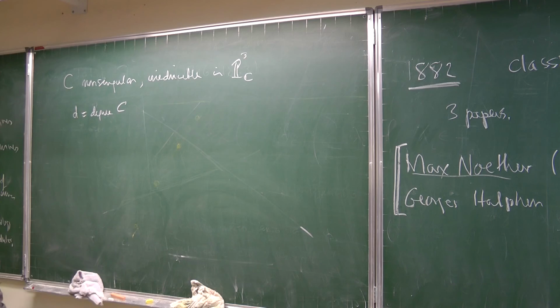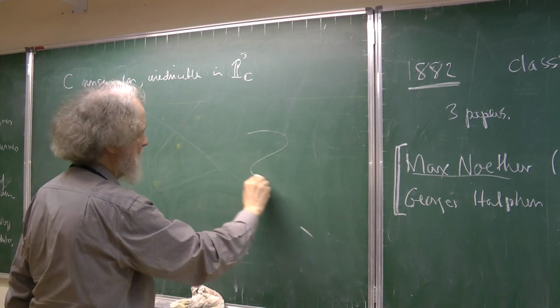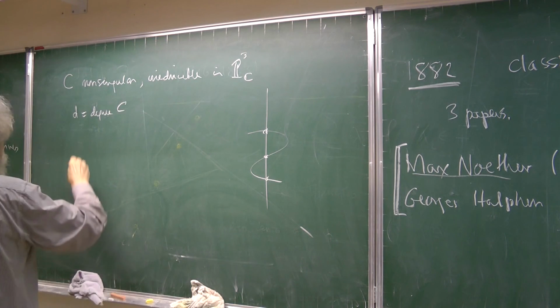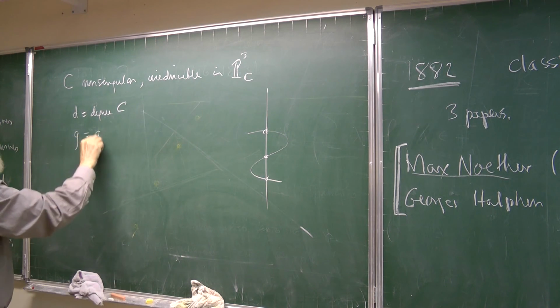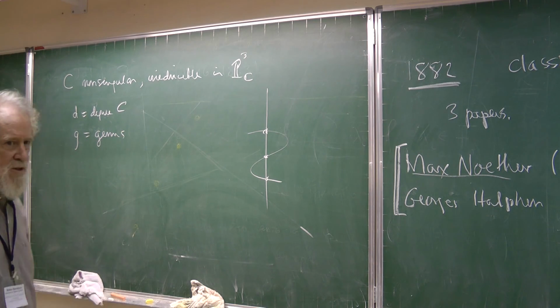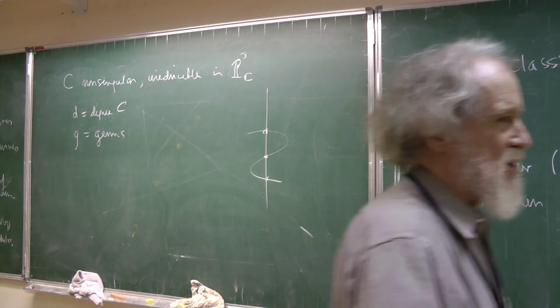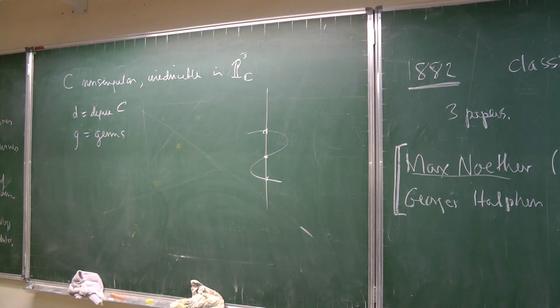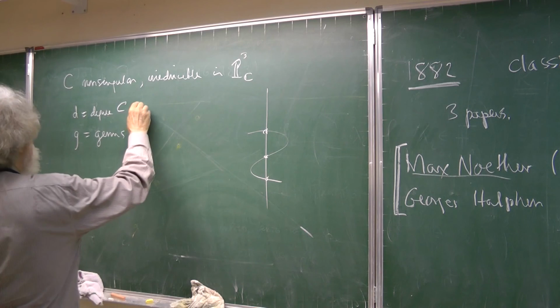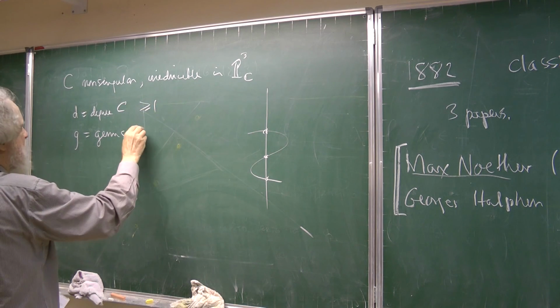The degree is the number of points that a general hyperplane cuts in a curve here. The degree is the number of points it cuts. There's a genus, which, if you don't know what the genus is, it's hard to define. It's a little complicated to define, so I won't define the genus. We know the degree is always at least equal to 1, and the genus is at least equal to 0.